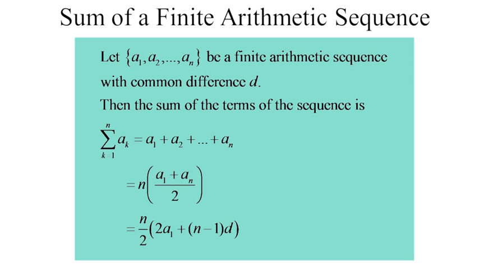So the two different formulas which you can see below that we're going to use simply depend on the information we have. We're going to use the first one if we know what the first term and the last term of our sequence is and the number of terms in the sequence. We would use the second one if we know what the first term is, the common difference, and the number of terms in our sequence. Both of those are going to allow us to find the sum of an arithmetic sequence.